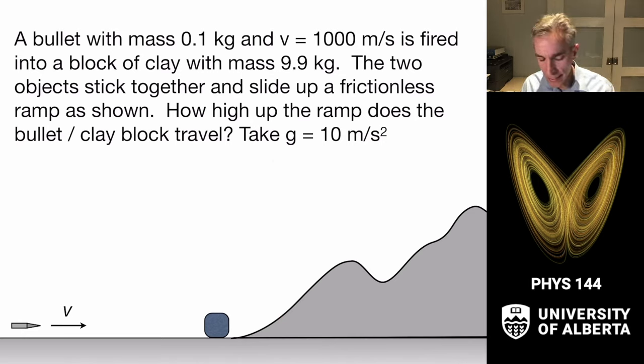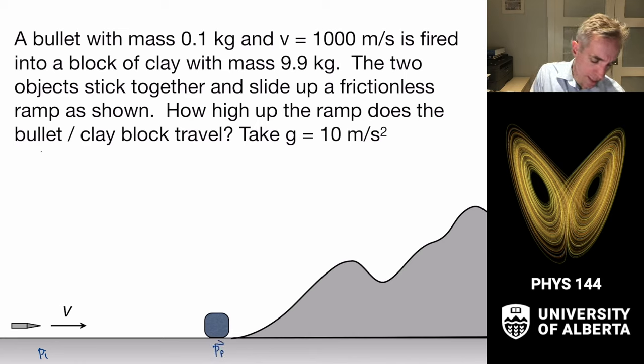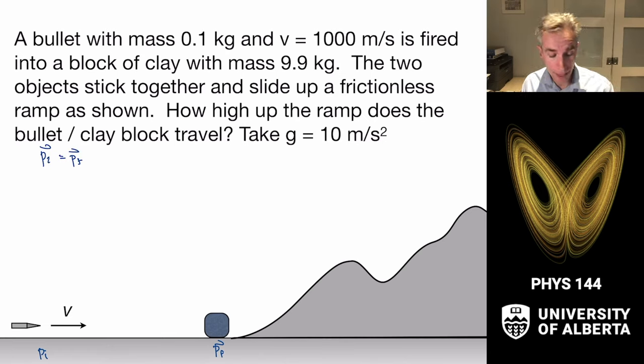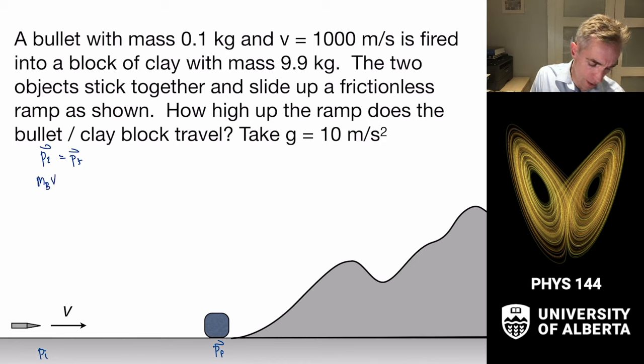We can take this using the perfectly inelastic collision model, and we will say that the initial momentum, which is just the bullet over here, and the combined momentum are going to be the same. So the initial momentum is equal to the final momentum. And then what we'll do is we will say that the mass of the bullet times the original velocity of the bullet is equal to the mass of the bullet plus the mass of the clay times the final velocity of the clay.